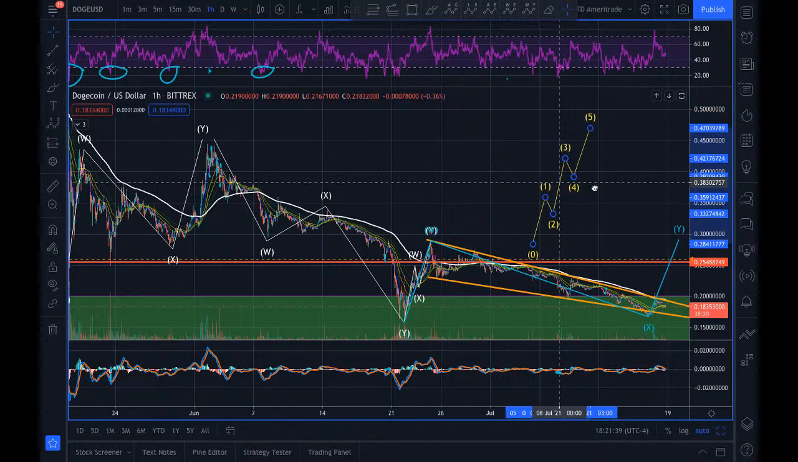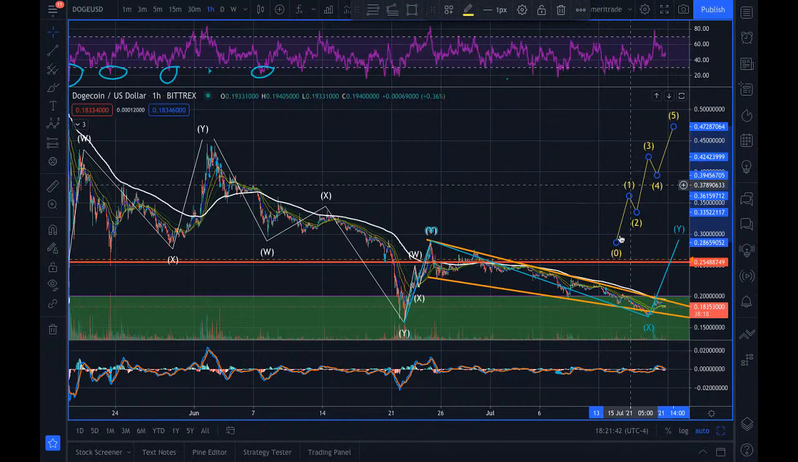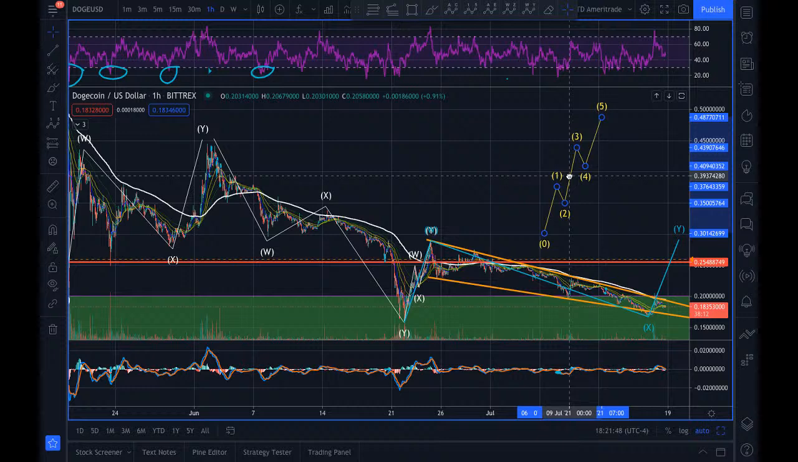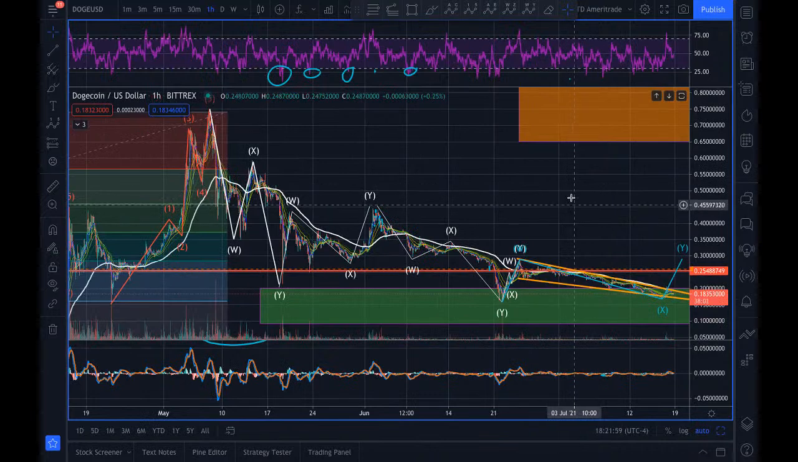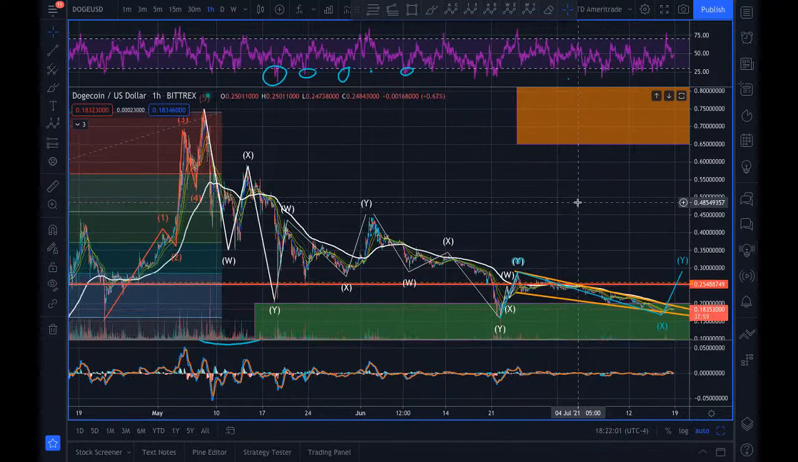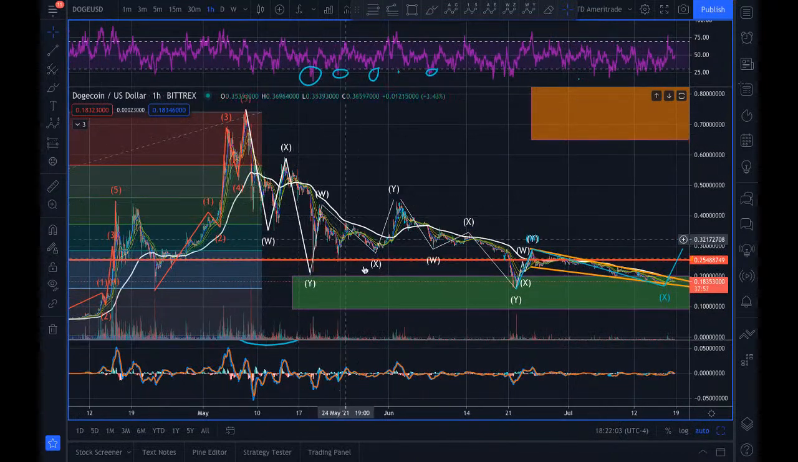Now, eventually, this is going to end up happening, and we're going to start 5 waves, impulses moving back up, and that will be the next bull market, but I didn't see any evidence of it happening yet, so unfortunately we have to keep waiting. But this is normal. Just know that it's normal for a correction to come down that far.